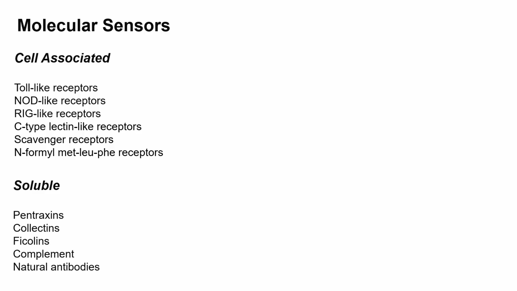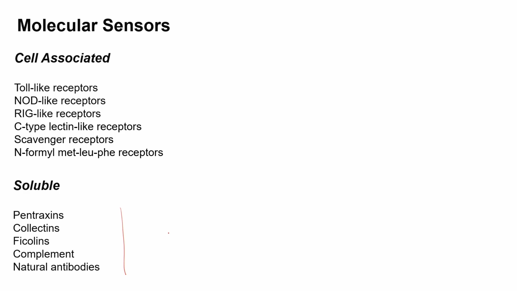So just to recap, we discussed different kinds of molecular sensors which can detect pathogen-associated molecular patterns or damage-associated molecular patterns present on pathogens and some cell-associated structures, like toll-like receptors, NOD-like receptors, RIG-like receptors, and C-type lectin-like receptors, which we discussed in the last class. Today we will discuss the remaining receptors and also the soluble receptors, which are pentraxins, collectins, ficolins, complements, and natural antibodies.